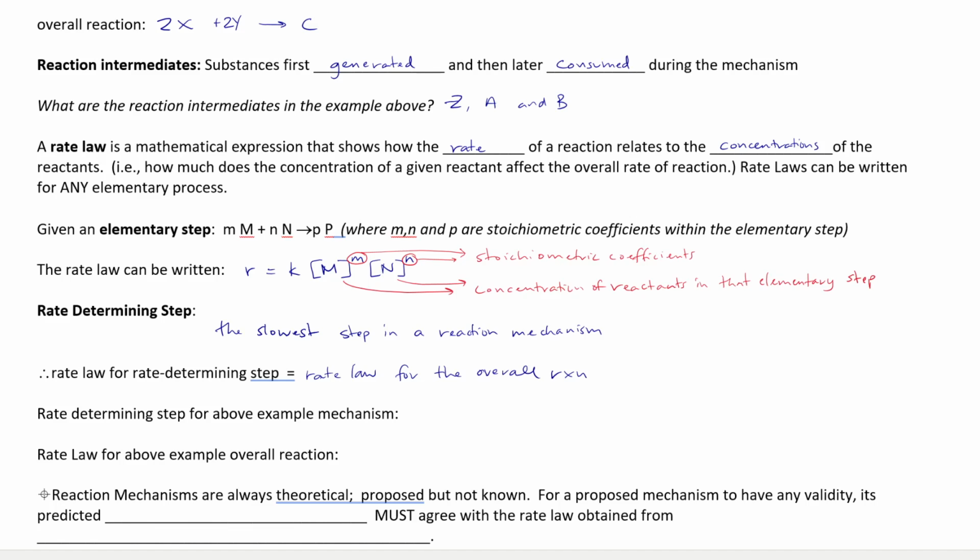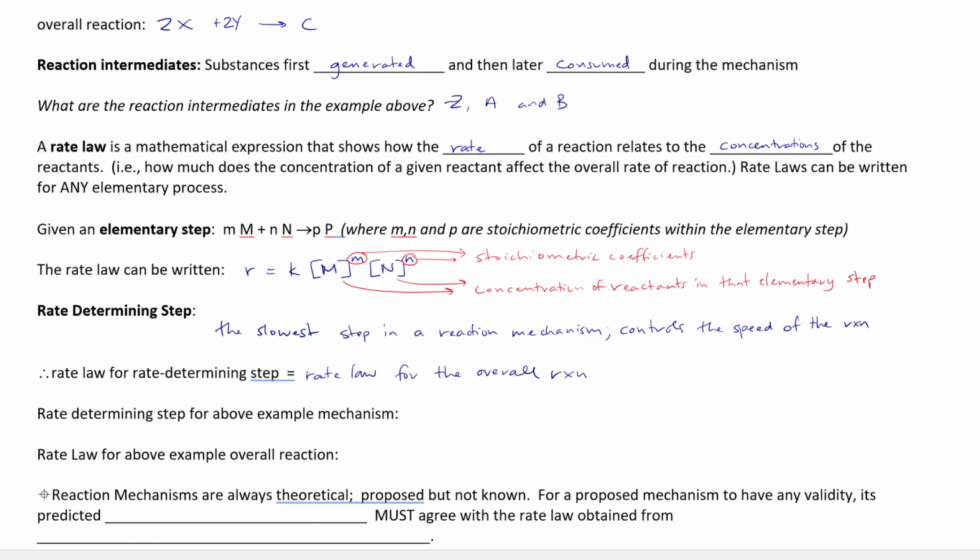Okay, so because the rate determining step is the slowest step in the reaction mechanism, it controls the speed of the reaction, and therefore the rate law for the rate determining step is the rate law for the overall reaction.